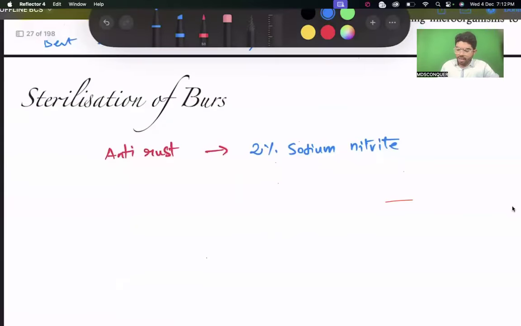Then next comes a very frequently asked question, coming for 1 to 2 decades. Even in the latest 2022 examination, the question was given. The anti-rust solution that is used is sodium nitrite. Okay, right? Sodium nitrite. Normally, burs are sterilized by, how do you sterilize your burs in your college? Autoclave.